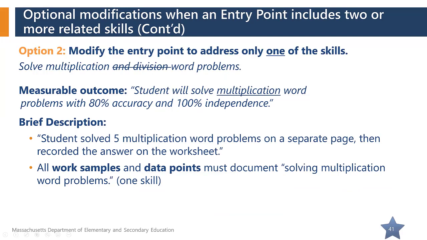So let's look at option 2. So again, my student's just not there for division with word problems. So I want to modify that entry point. So those 2 related skills, I'm now taking off one of those related skills. My measurable outcome now says student will solve multiplication word problems with 80% accuracy and 100% independence. My brief description now says student solved 5 multiplication word problems on a separate page, then recorded the answer on the worksheet. All my work samples, all my data points are going to document just one skill. I hope that's clear. I hope you come back to these pages when you start digging into entry points so that you'll know. Truly think, assess what I said I was going to assess.